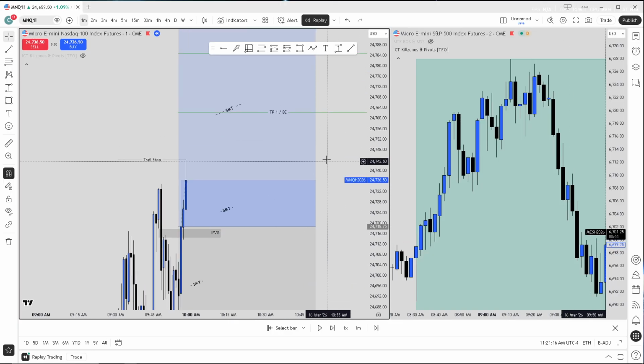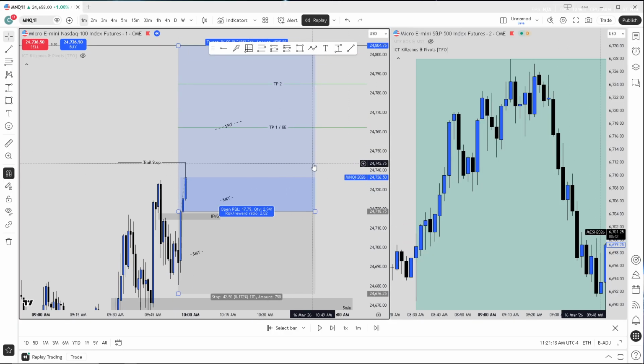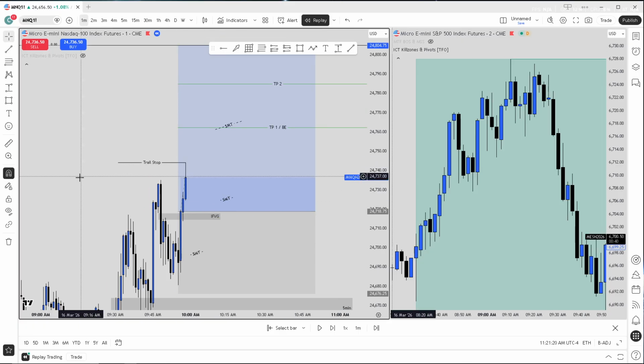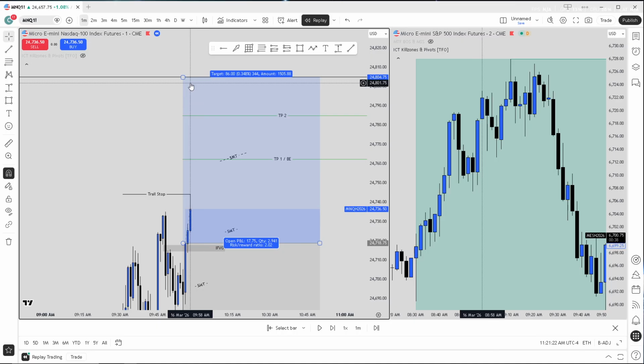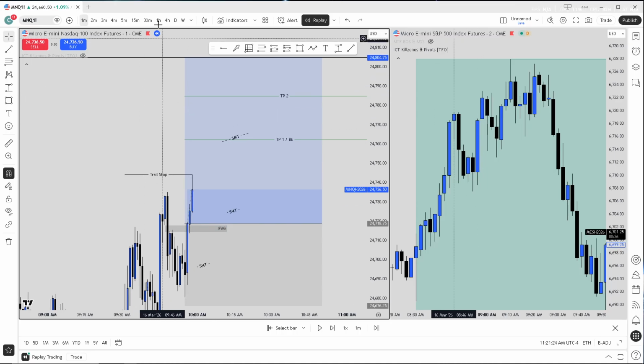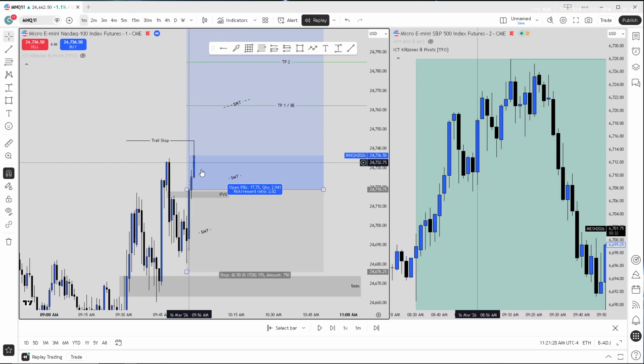So we were targeting a 1 to 2 this morning, so that's why I ended up taking some partials. We had already moved 100 points, and we were still like 86 points away from total TP, so I wanted to give myself some partials, right?